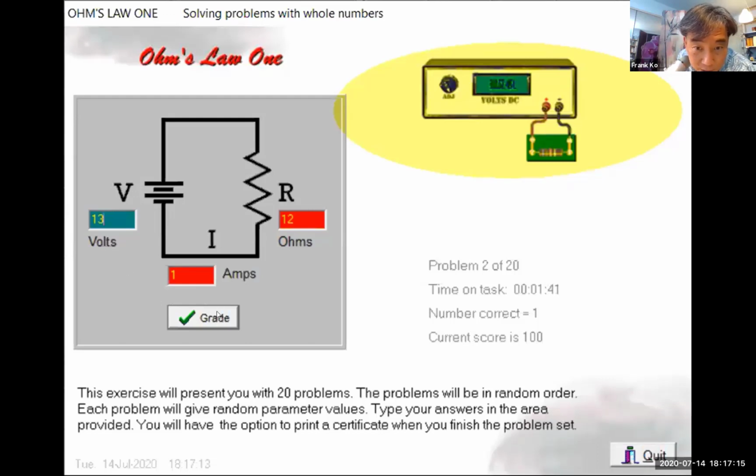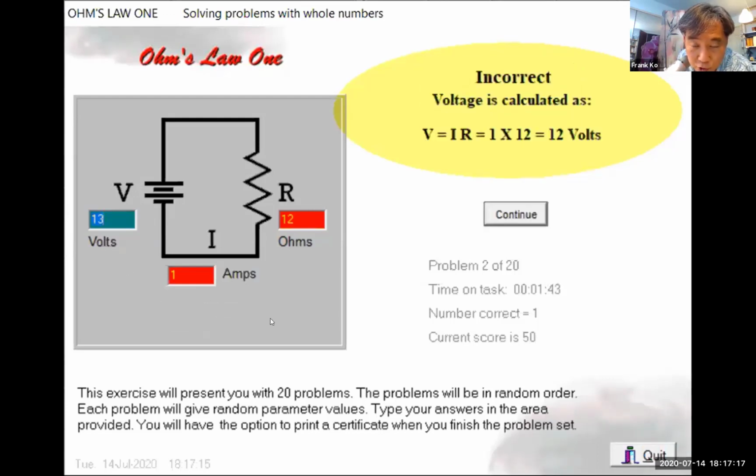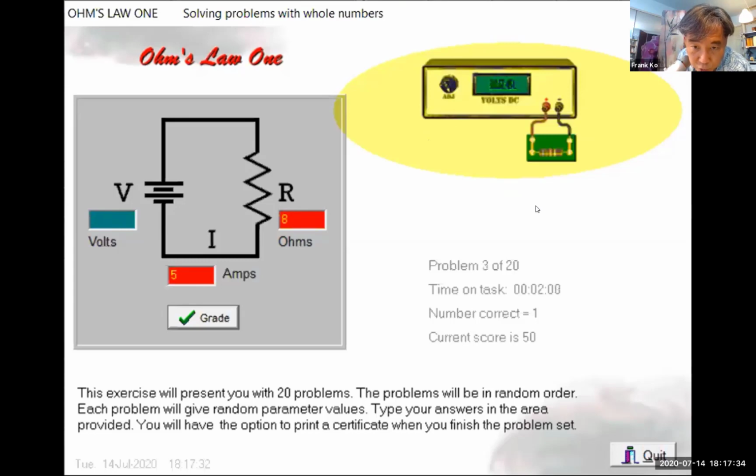I'm going to hit grade, boom. And then it'll show you the incorrect logo. Can you see the incorrect? Yeah. And then it tells you what the correct answer ought to be. So 12 times 1 is 12 volts and not the 13. Then you continue. There are 20 exercises on each of these pages, and there are 12 pages, so you have a few to do. Here's another easy one.